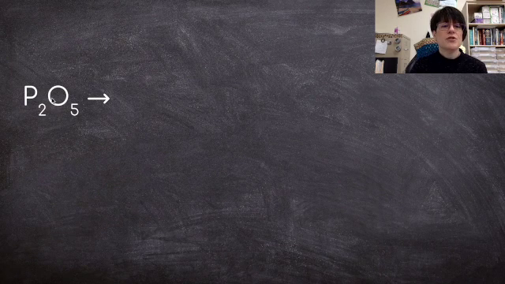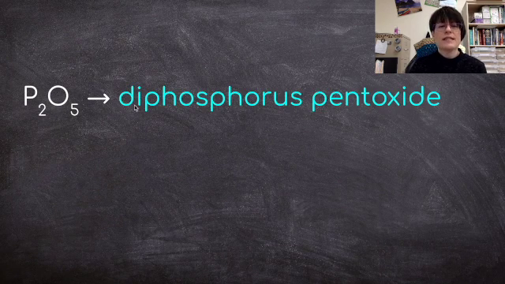So P2O5. So we take the first one, it's phosphorus. So 2 is diphosphorus. And then 5, penta. Oxygen is oxide. So we have diphosphorus pentoxide. Now, also the A is dropped here. There are some that you just kind of have to get a feel for. So it is pentoxide, not pentaoxide.